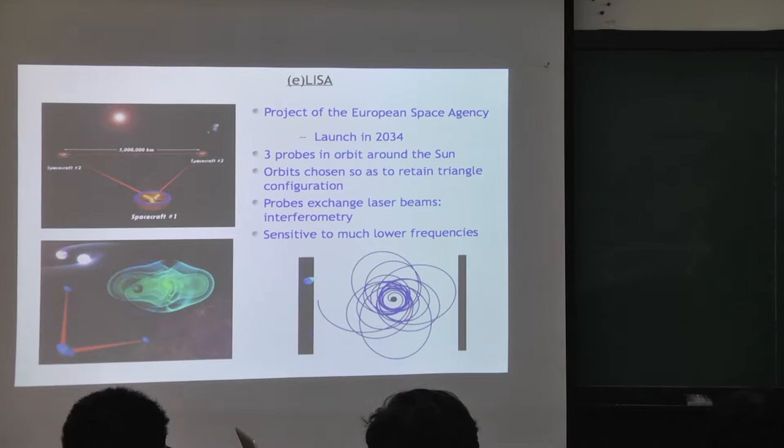The way you do the mapping is by looking at a very complicated gravitational wave signal you see from these sources. And that would be a test of the so-called no-hair theorem, but I will get to that later on in the course.